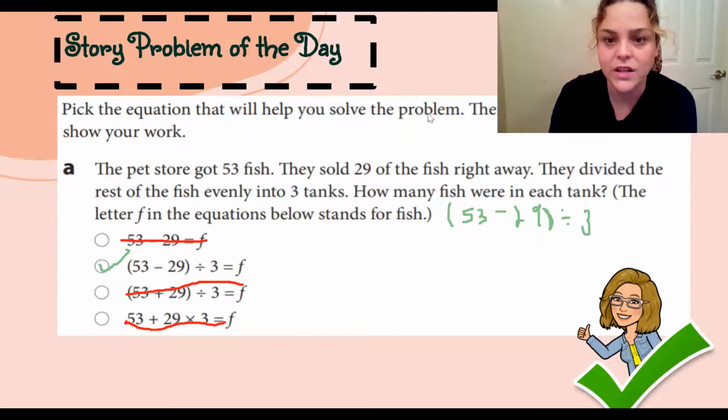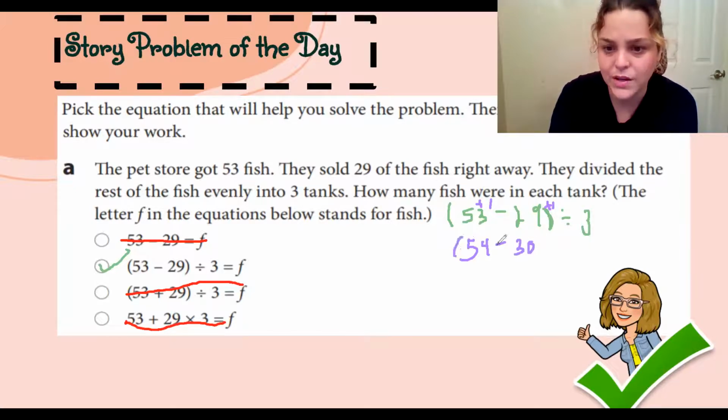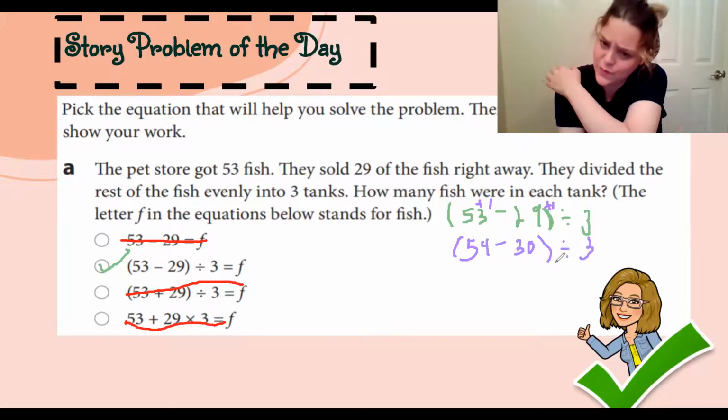So I'm going to grab a different color. So I'm going to add 1 to the 29 and add 1 to the 54 to make this easier for me to solve. So now instead of 53, I'm going to start with 54 minus 30 divided by 3, so here's my new equation, divided by 3. So 54 minus 30.